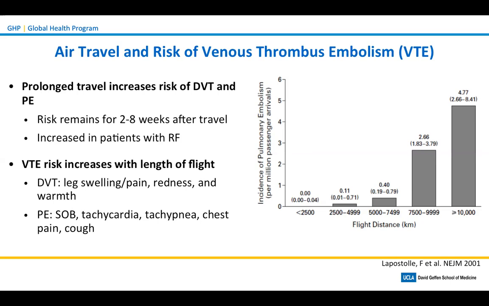Venous thromboembolism risk increases with the length of flight. Things to keep in mind are that a DVT can cause leg swelling, pain, redness, and warmth, and a PE can cause shortness of breath, tachycardia, tachypnea, chest pain, or cough. If any of these things happen to you, please seek medical help immediately.